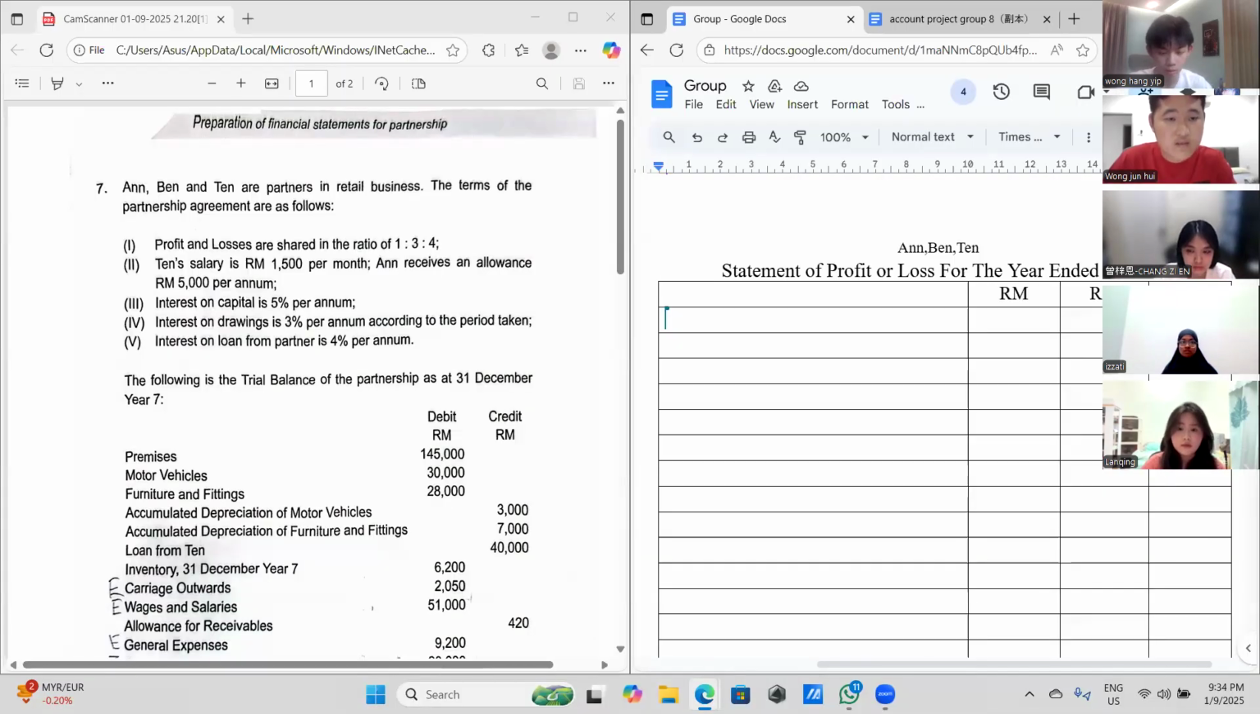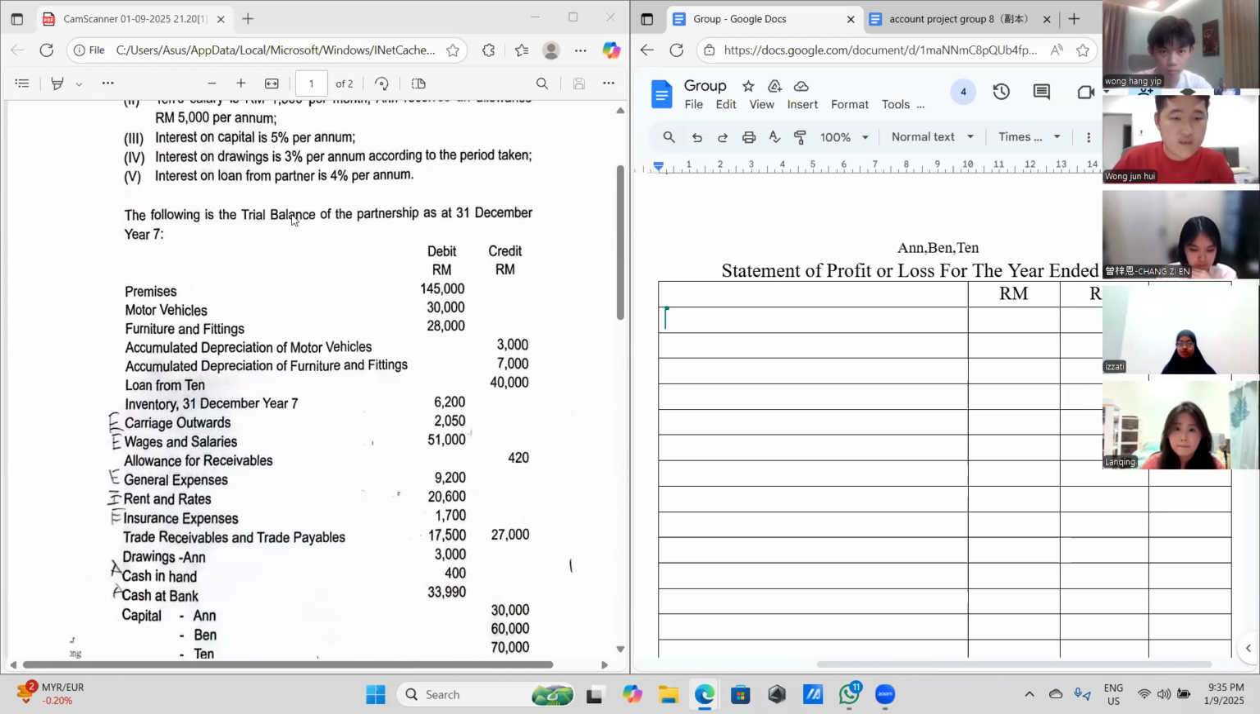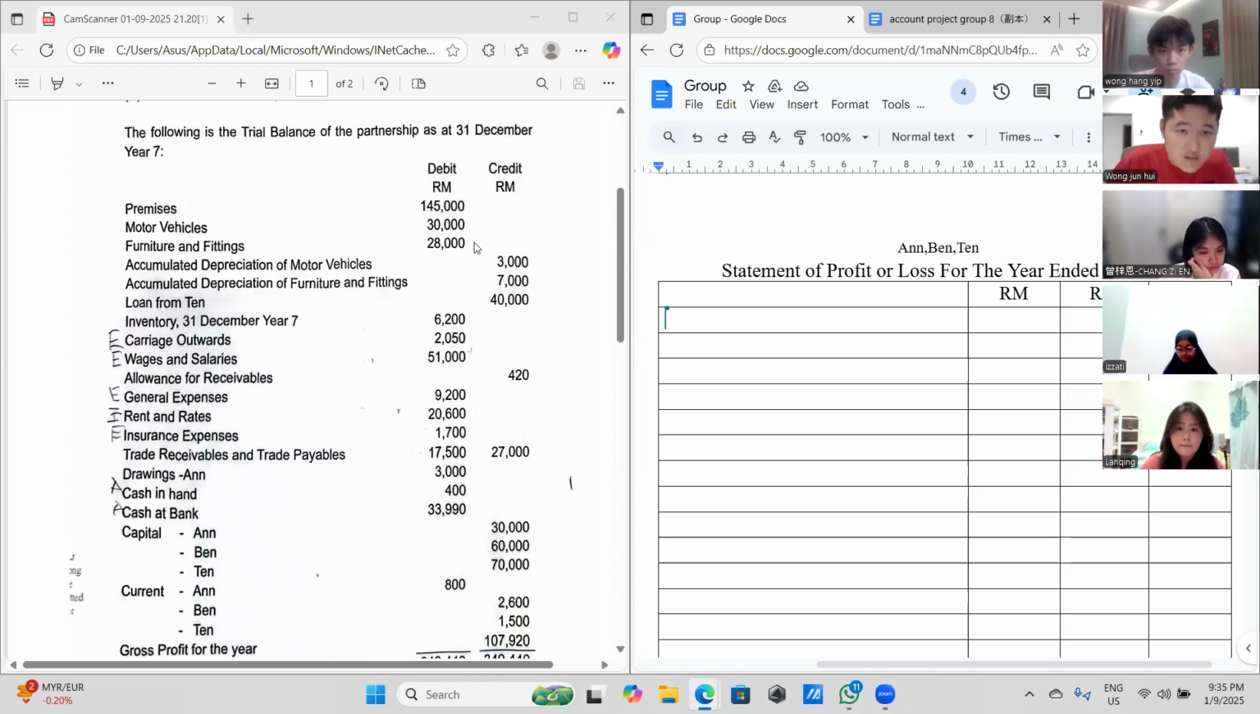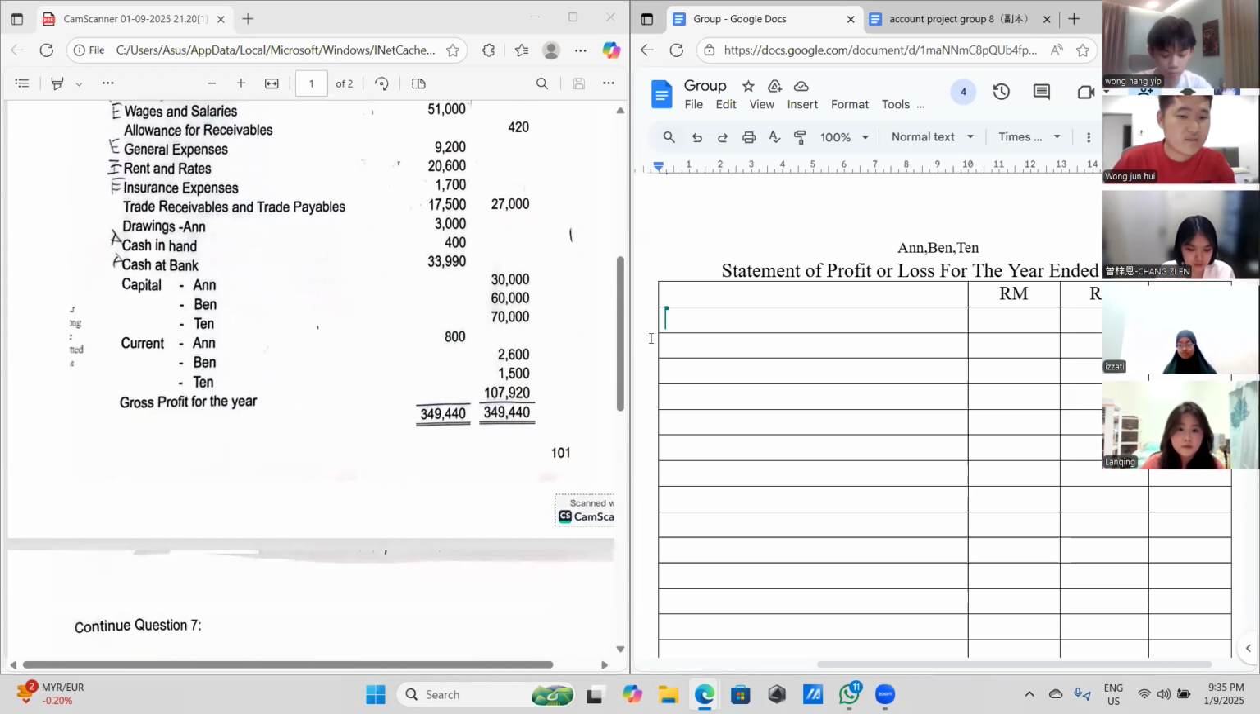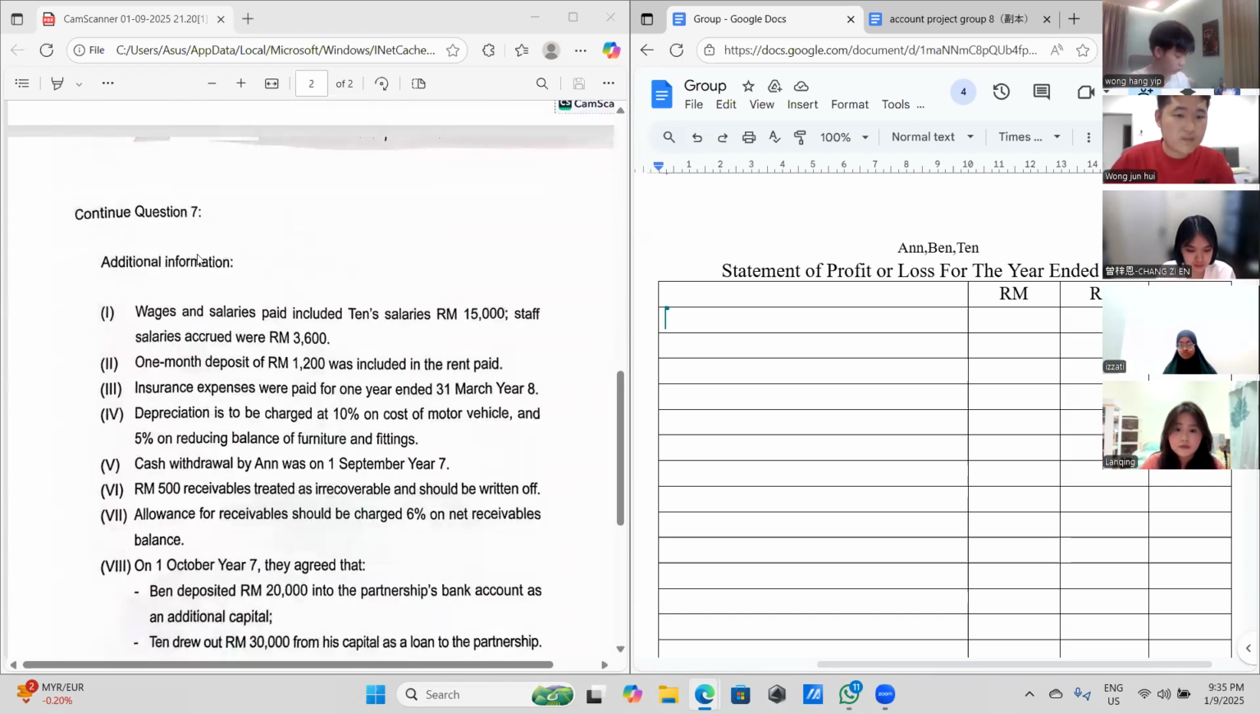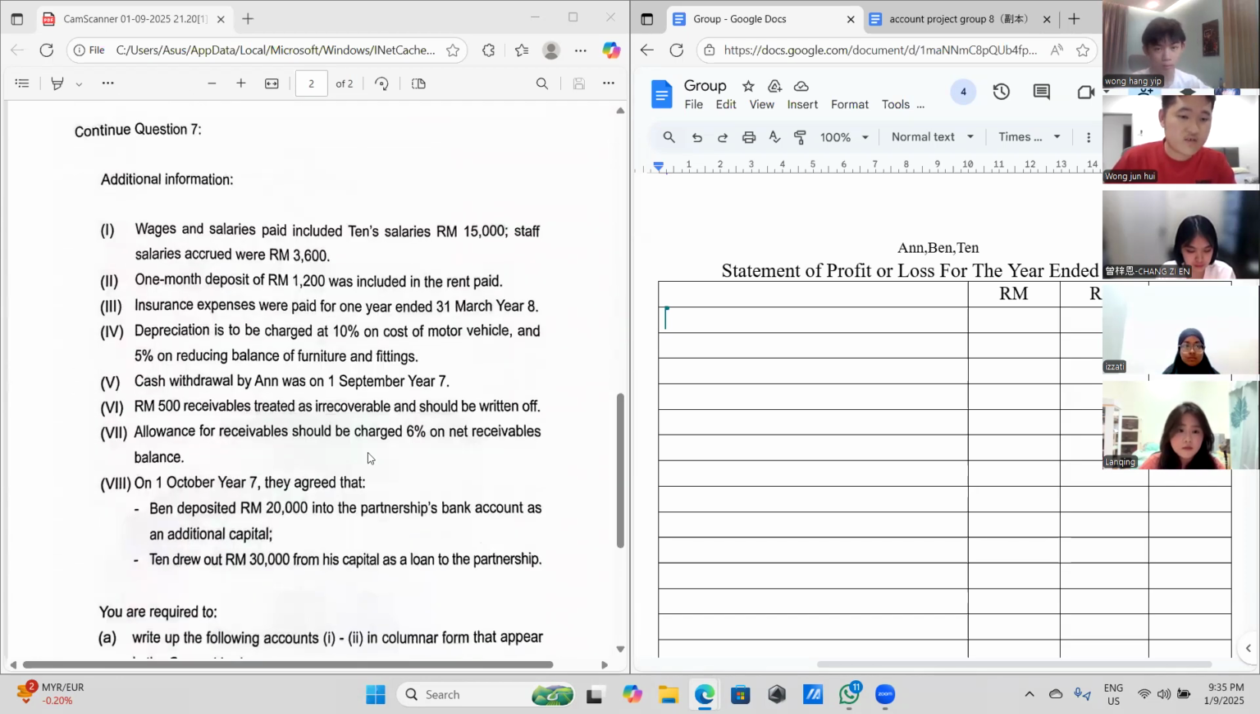M, Ben, and Ten are partners in a retail business. The terms of the partnership agreement are as follows. The following is the trial balance of the partnership as at 31 December year 7. And these are the additional information.